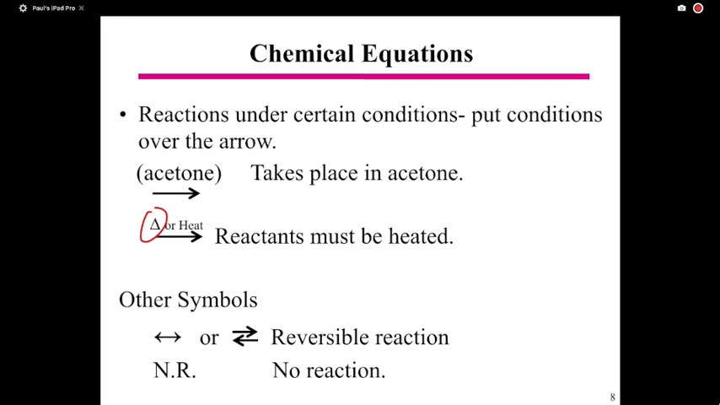And so you can see a double arrow written in different ways to show that the reactions go back and forth. And if you see two reactants, an arrow, and NR, that meant no reaction happened. I just mixed them together, but nothing happened.